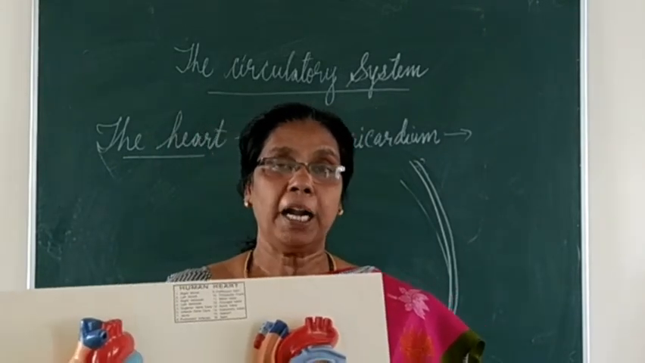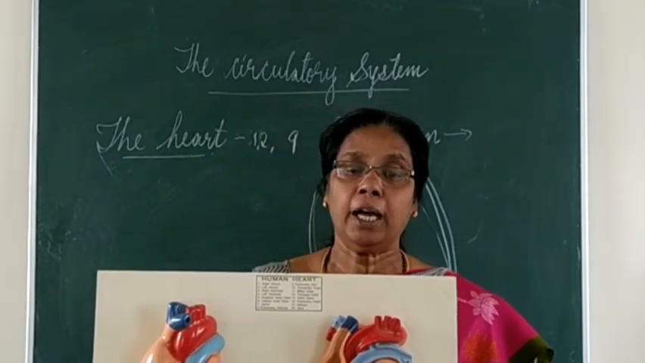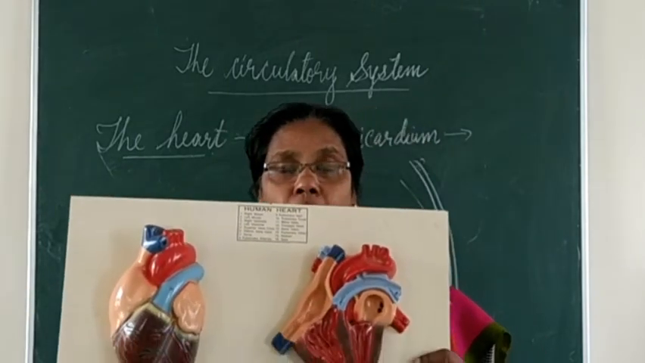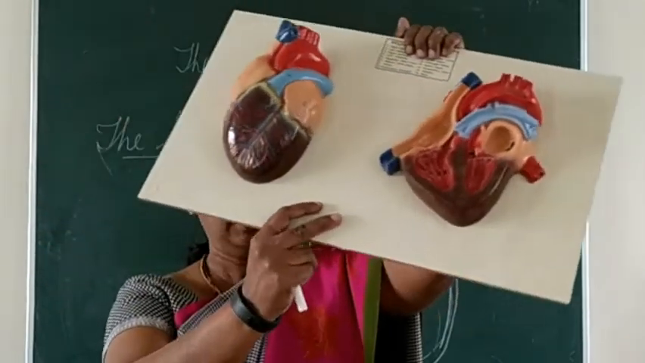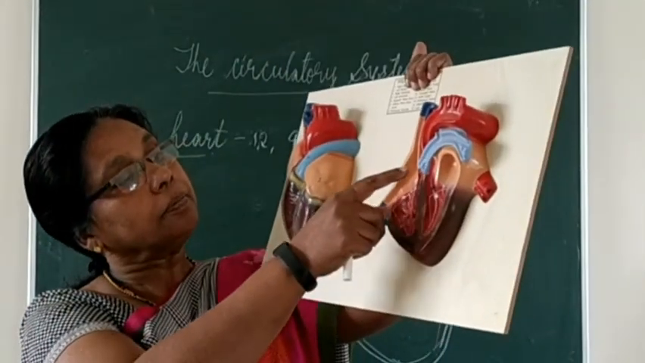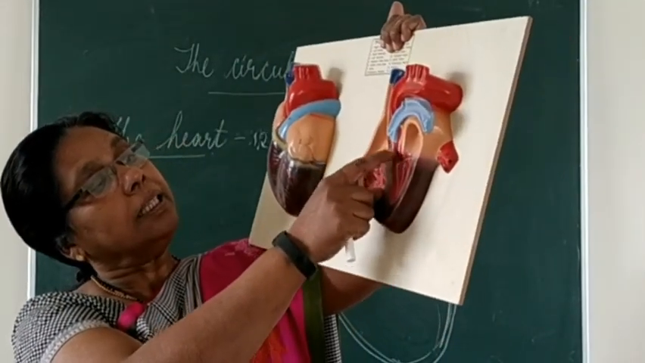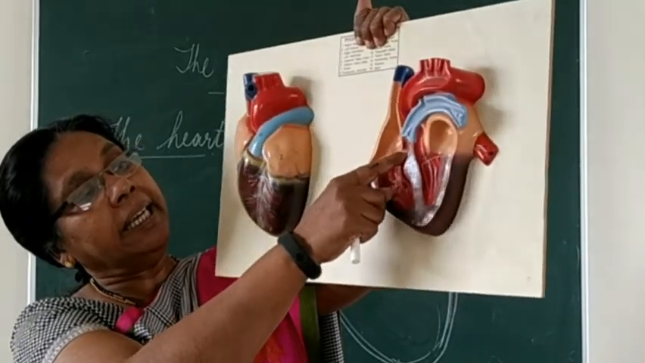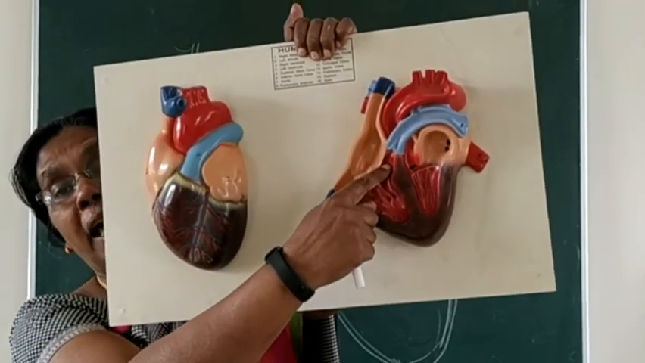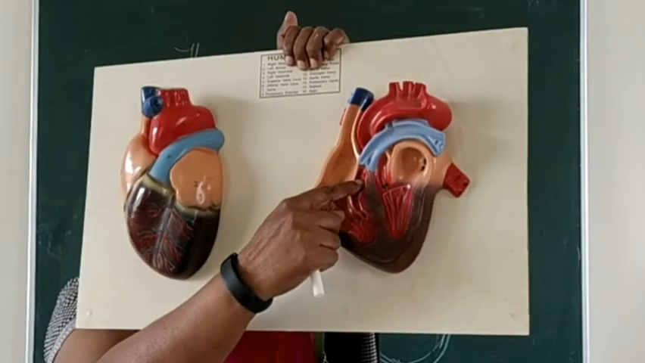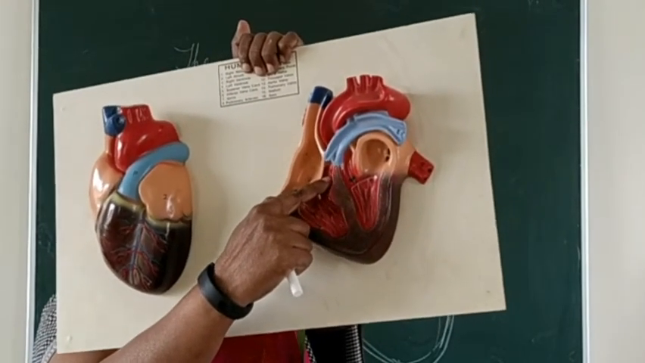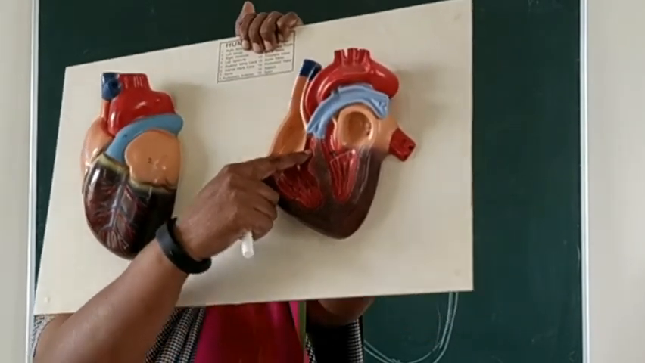Third one is the pulmonary semilunar valve, that is located between the right ventricle. See here, this right ventricle here, and another flap opening is present, and that is called the pulmonary semilunar valve.